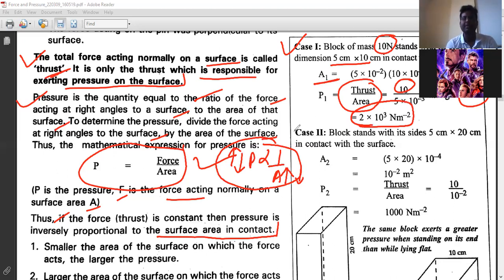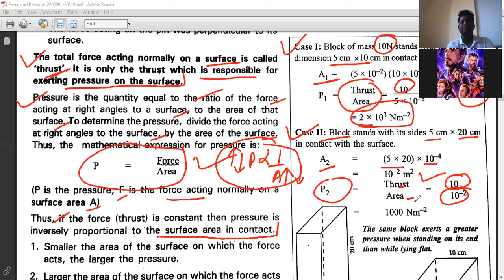Similarly, when we change the dimension of the block to 5 into 20, its area will change. It will be 5 into 20 into 10 raised to minus 4, so 10 raised to minus 2 meter square. Pressure will be thrust upon area. Thrust is constant, 10. Area is 10 raised to minus 2. So your pressure will be 1000 Newton per meter square. Right. These are the two cases given for the same thrust.